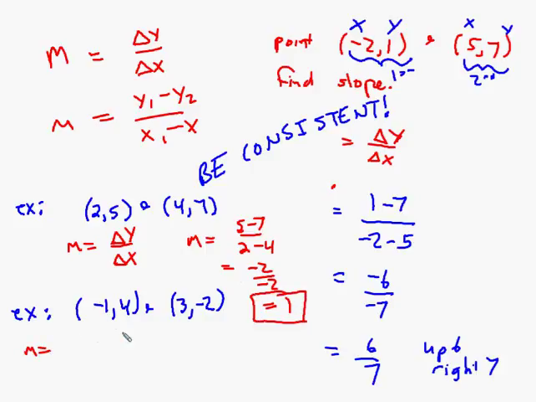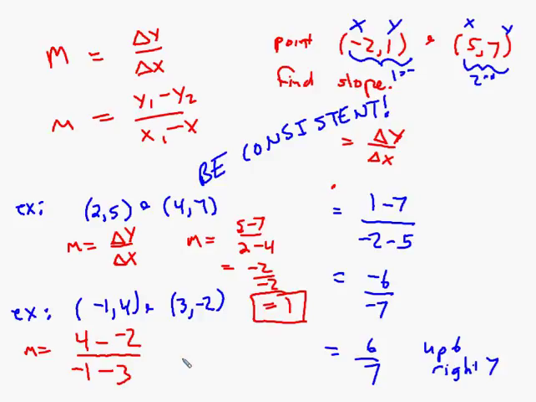All right, do this one. What do I get? 4 minus 2. Careful, negative. 4 minus negative 2. Because it's change in y, so I already have a subtraction. That's going to be a plus. And then negative 1 what?